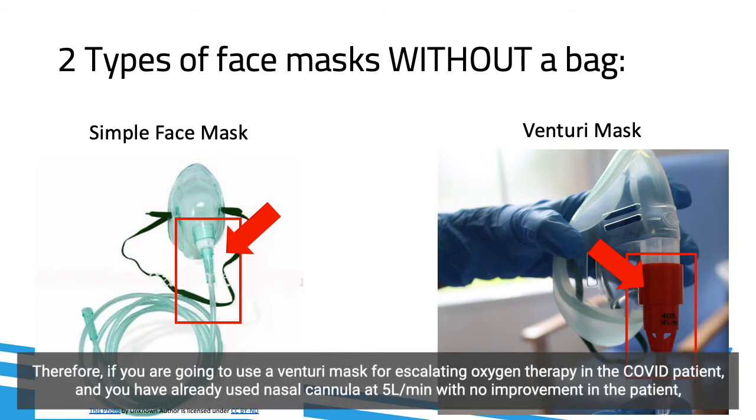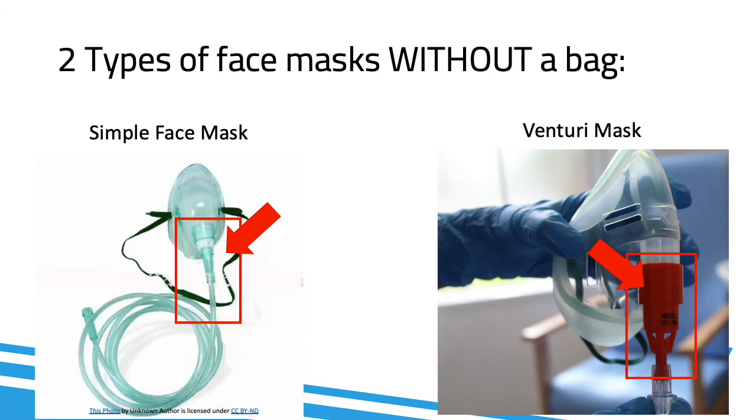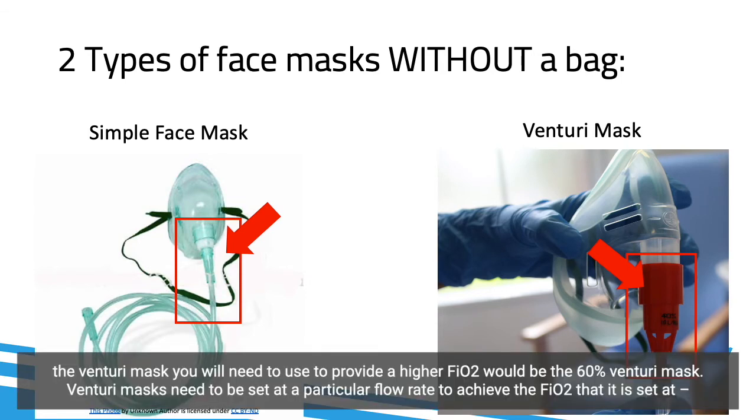Therefore, if you are going to use a Venturi mask for escalating oxygen therapy in the COVID patient, and you have already used a nasal cannula at 5 liters per minute with no improvement in the patient, the Venturi mask you will need to use to provide a higher FiO2 would be the 60% Venturi mask.